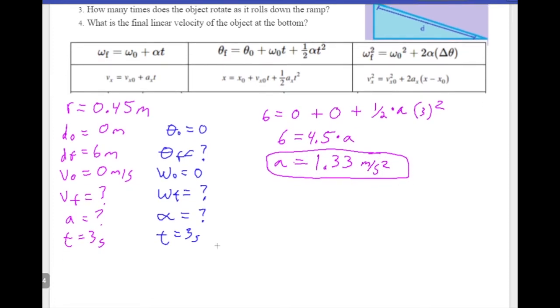Now that we have a, we can convert that to alpha. We know that alpha is equal to a divided by r. A is 1.33, r is 0.45. So go ahead and solve for this really quickly, and we find out that alpha, or the angular acceleration, should be 2.96 radians per second squared.